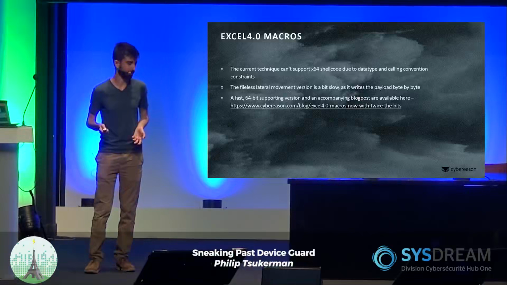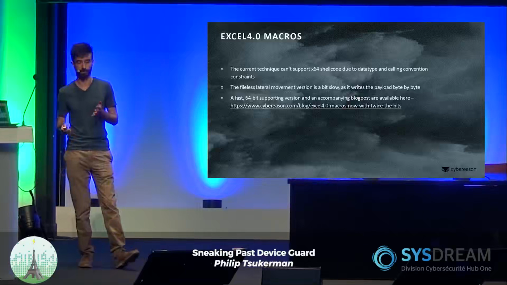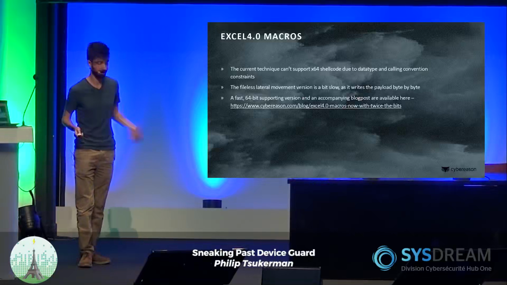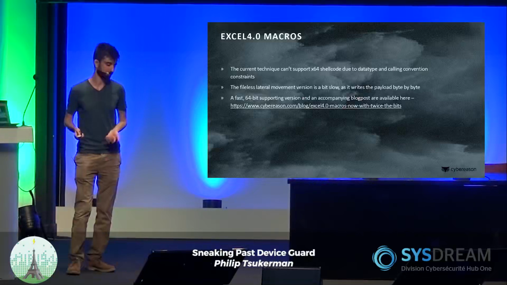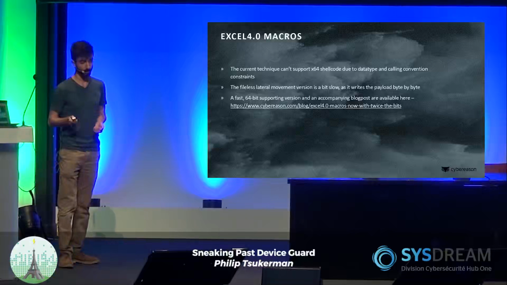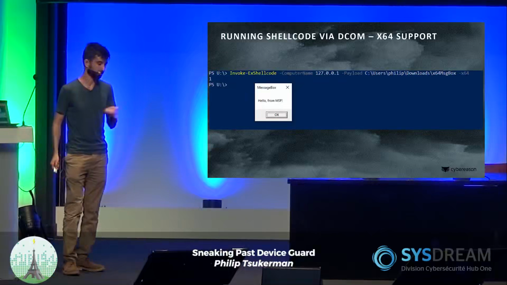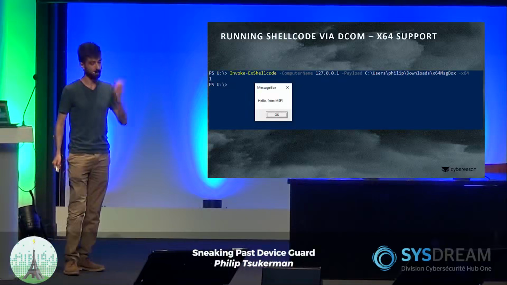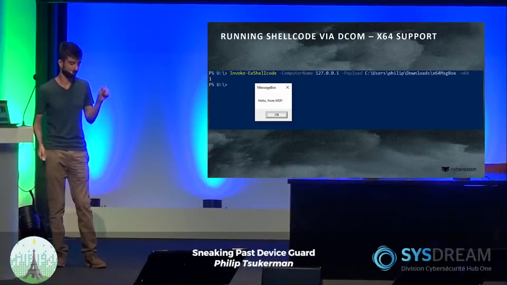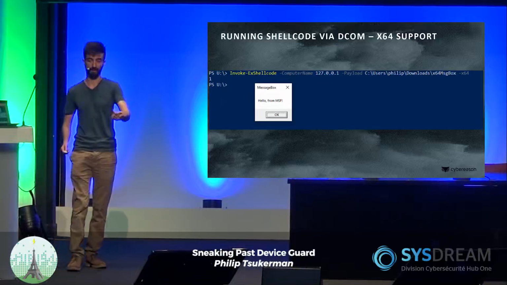So I tried to implement a bit of an alternative shellcode runner using Excel 4 macros again. And if you're interested, just enter this link, and there's a small write-up for it. Anyway, so now we can do this via DCOM filelessly and on 64 bits. You basically just write your payload into the memory of a remote instance of Excel and then execute it.